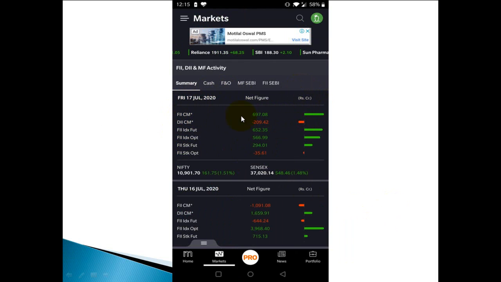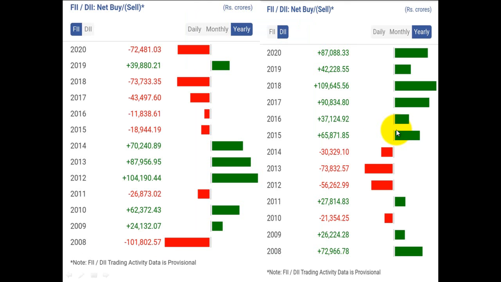It is in crores. And what DIIs have done in the cash market, and FII index futures, FII index options, FII stock futures, FII stock options. So this is how it looks on a daily basis, what activities they have done in the market. Okay, so this is one study I have done from 2008 till 2020.